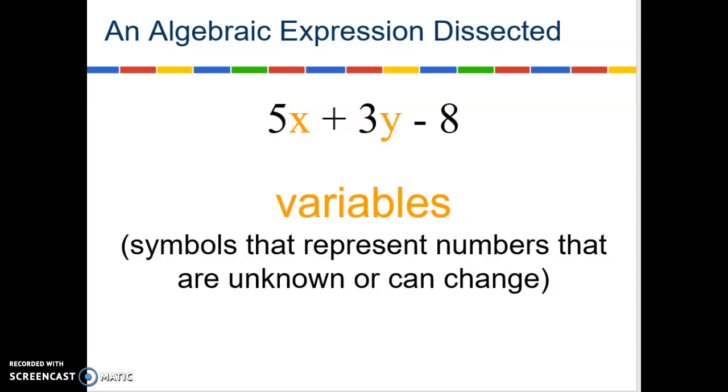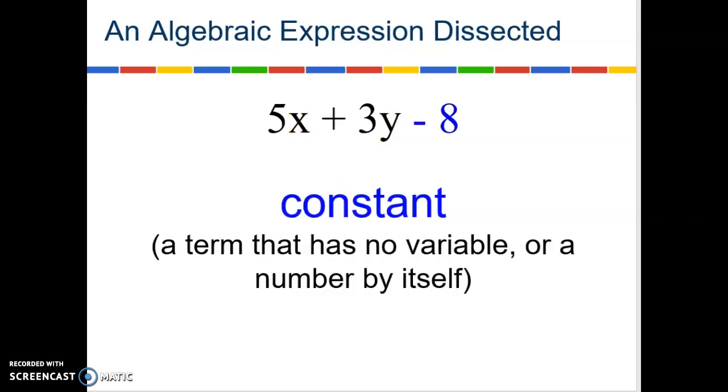Then algebraic expressions also have variables, and remember, variables are the letters of the alphabet that are used to represent a number. So in this algebraic expression, the variables are x and y. The last thing that we have to think about when we talk about an algebraic expression is the constant. The constant is the number by itself with no variable. In this case, the negative 8, see, it's all by itself, there's no variable attached.